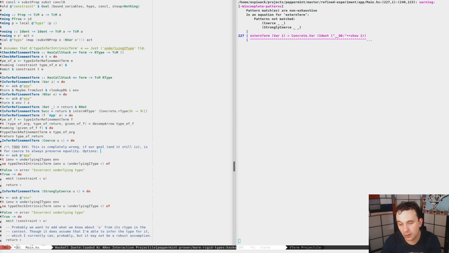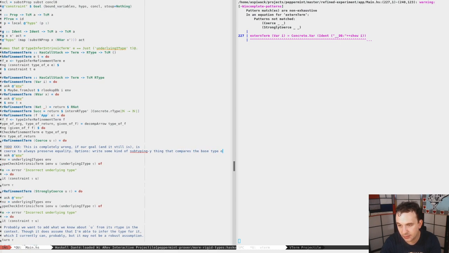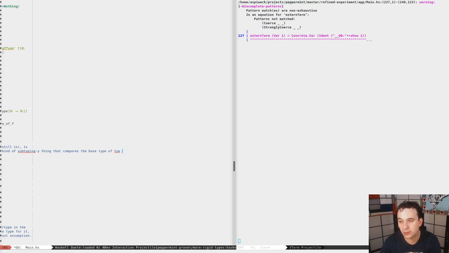Options. So write some kind of subtyping-y thing that lets me go through and compares the base type of the type of view with toe, without ever decomposing the base type of view further.